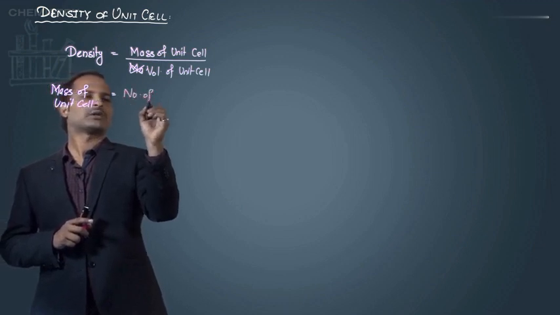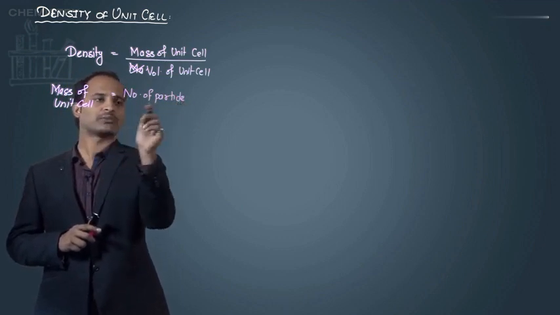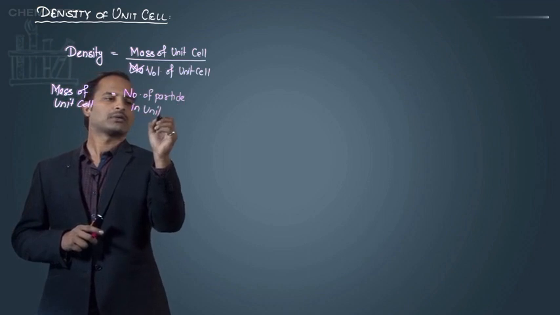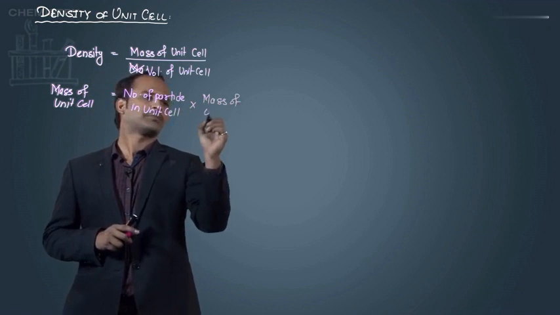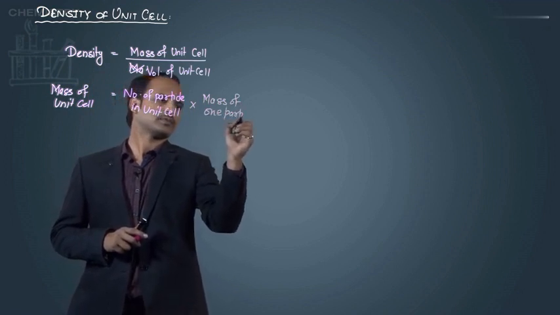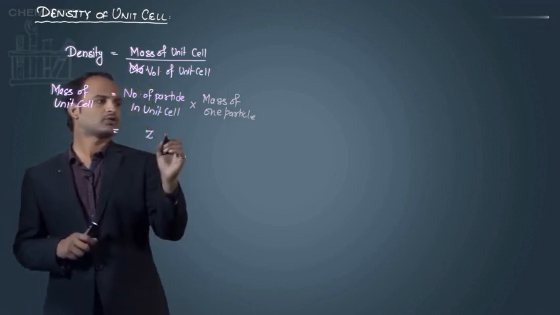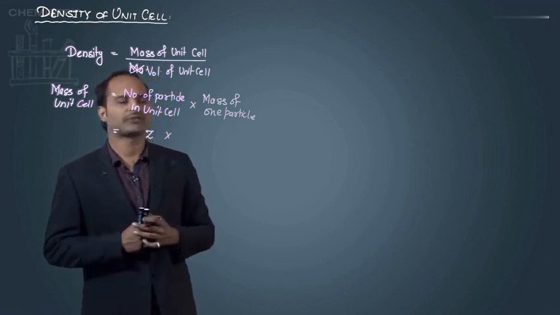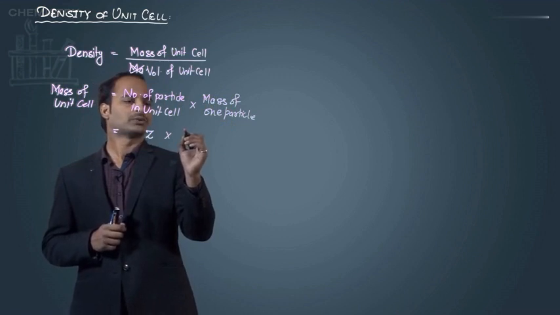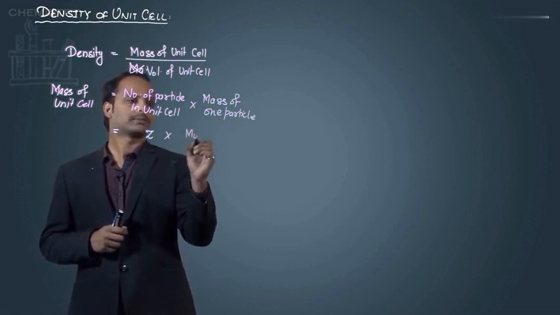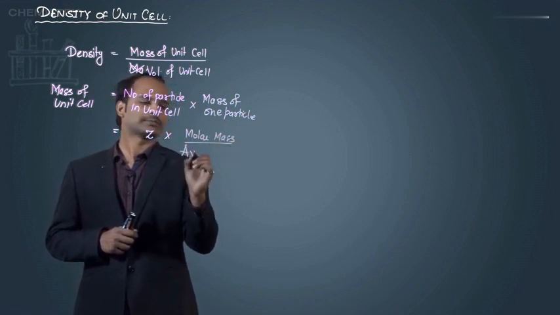So the mass of unit cell is equal to the number of particles in a unit cell into the mass of one particle. The number of particles in a unit cell, I am representing by small letter z, into the mass of one particle. How to know the mass of one particle? Mass of one particle, that is one atom, one molecule or one ion, is equal to the molar mass upon Avogadro's number.